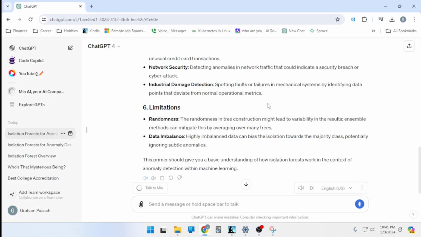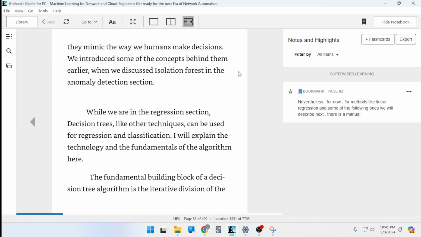But I was listening. The goal is to just get a quick refresher and get up to speed, and then to move on with reading the rest of the book.